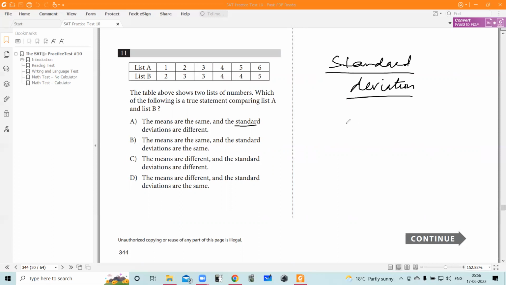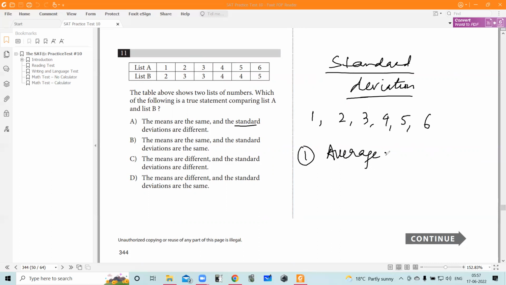Well, let's take list A. If you're having some numbers, 1, 2, 3, 4, 5, 6. And first of all, your first step will be to calculate the mean, to calculate the average of these 6 numbers. So what is the average of these 6 numbers?